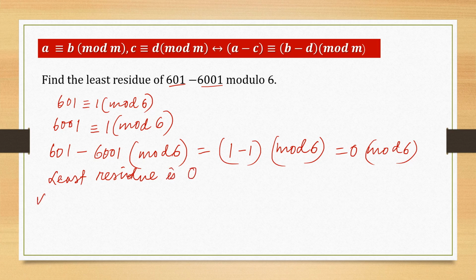You can verify it. If we simplify this, it will be negative 5400. Certainly this is divisible by 6. So the remainder is 0.